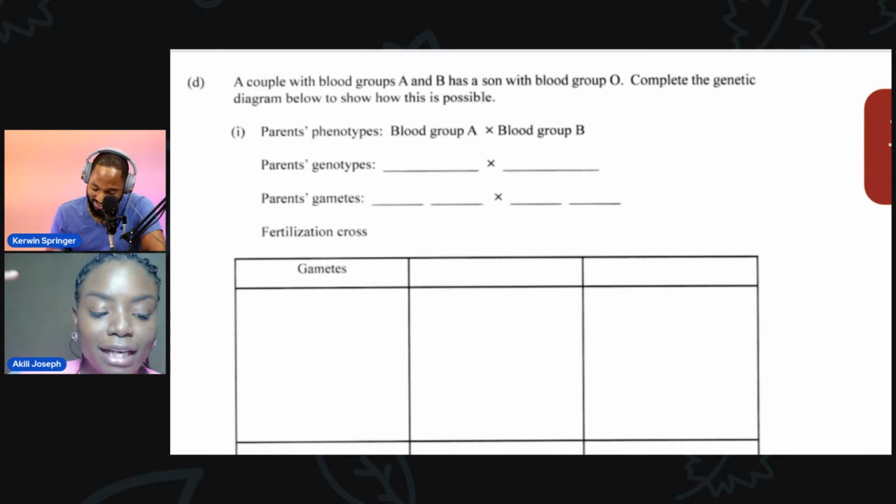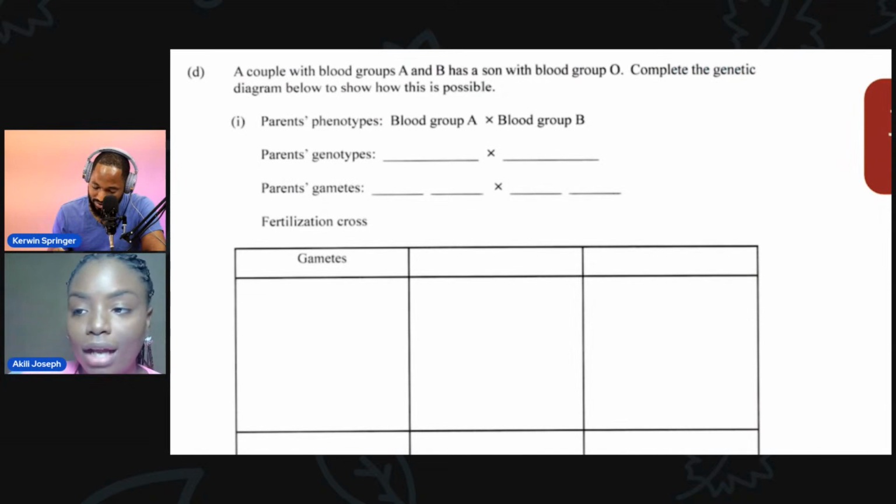So parents' phenotype, you give your blood group A and blood group B. So the parents' genotypes are going to be what? In order for them to have a child with blood group O, they're going to have to be heterozygous, AO and BO.